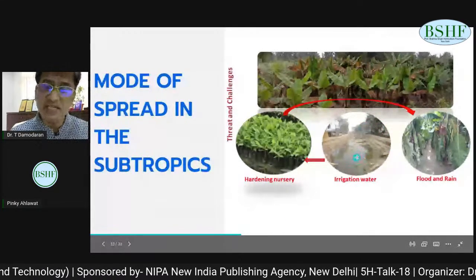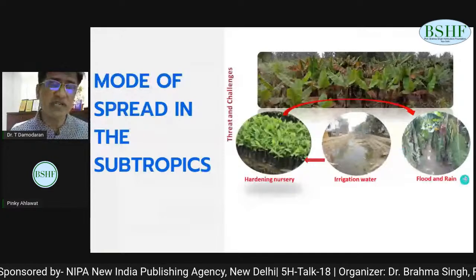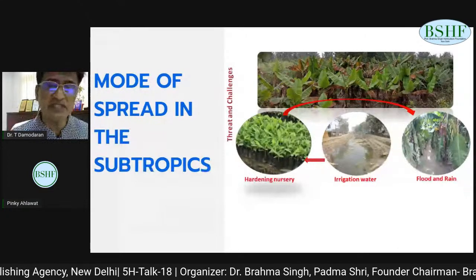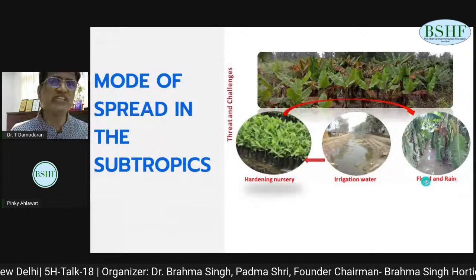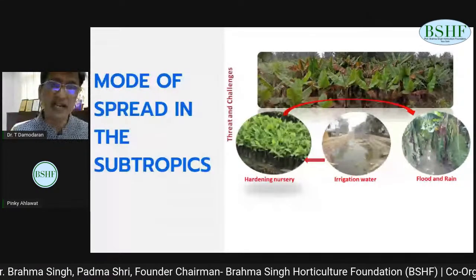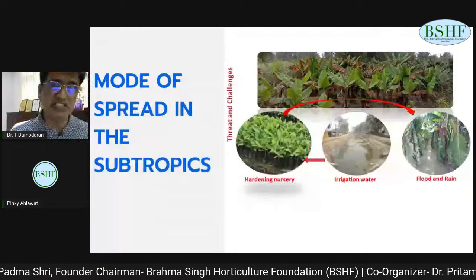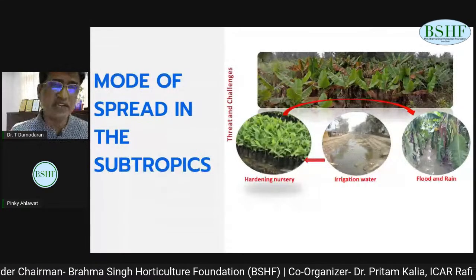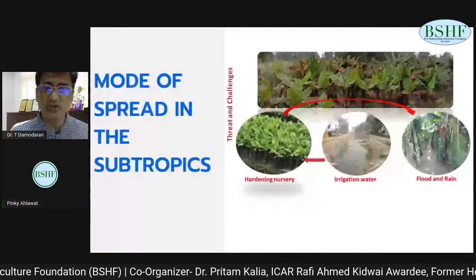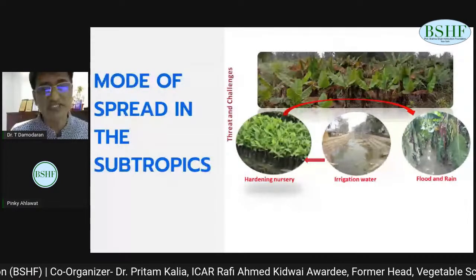Another thing is flooding, because you can see these are all lowlands that are continuously subjected to flooding. You can't control the flood water from one field to another. You can control the irrigation water by bunding and other measures, but with flooding and the changing climate scenario here, where concentrated rainfall is being witnessed and floods are very common, it is a big challenge now to control the spread of the disease through flood waters.